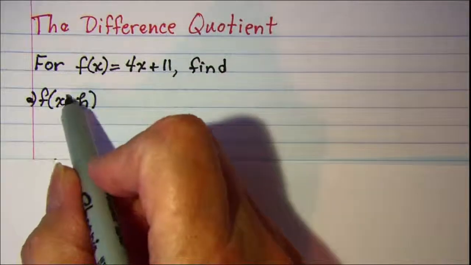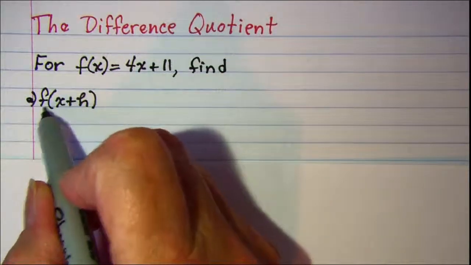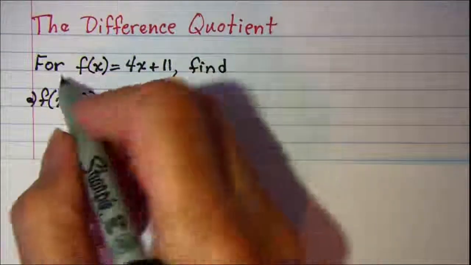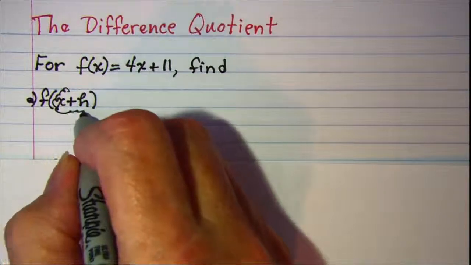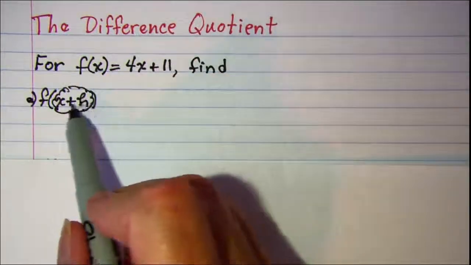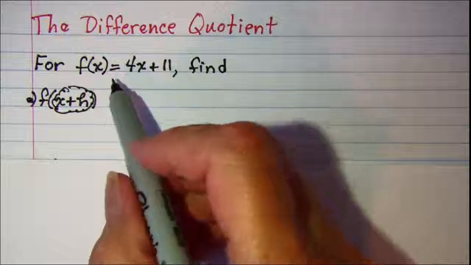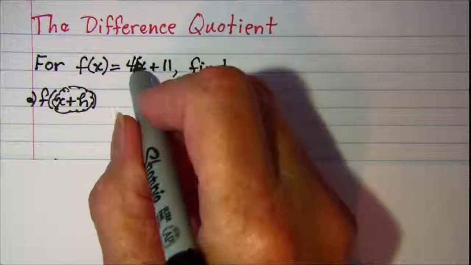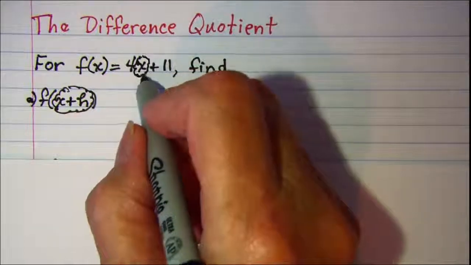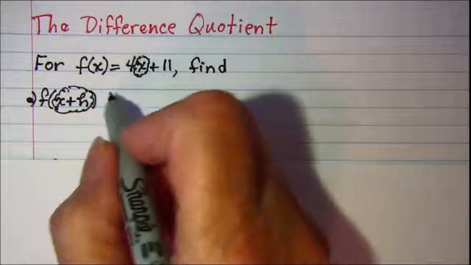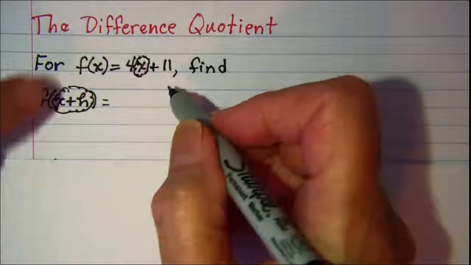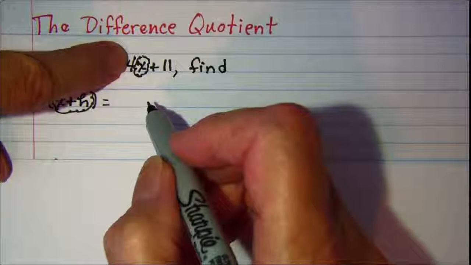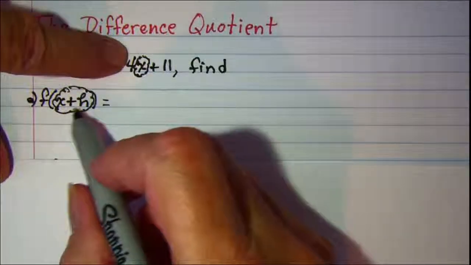Now basically, whenever you're finding f of something other than x, you need to substitute this expression, whatever is in here, into f of x in place of x. So for f of x plus h, we're going to just start writing f of x, and whenever we come to an x, we're going to sub in this expression.